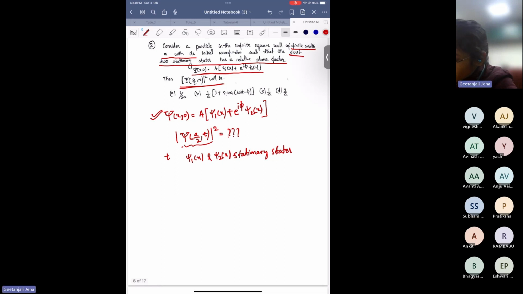Now, to find the value of a wave function at a later time t, it is nothing but e to the minus iHt by h cut acting on the initial wave function. Whatever initial wave function is given to you, it will act on it and give the value of the wave function at a later time t.